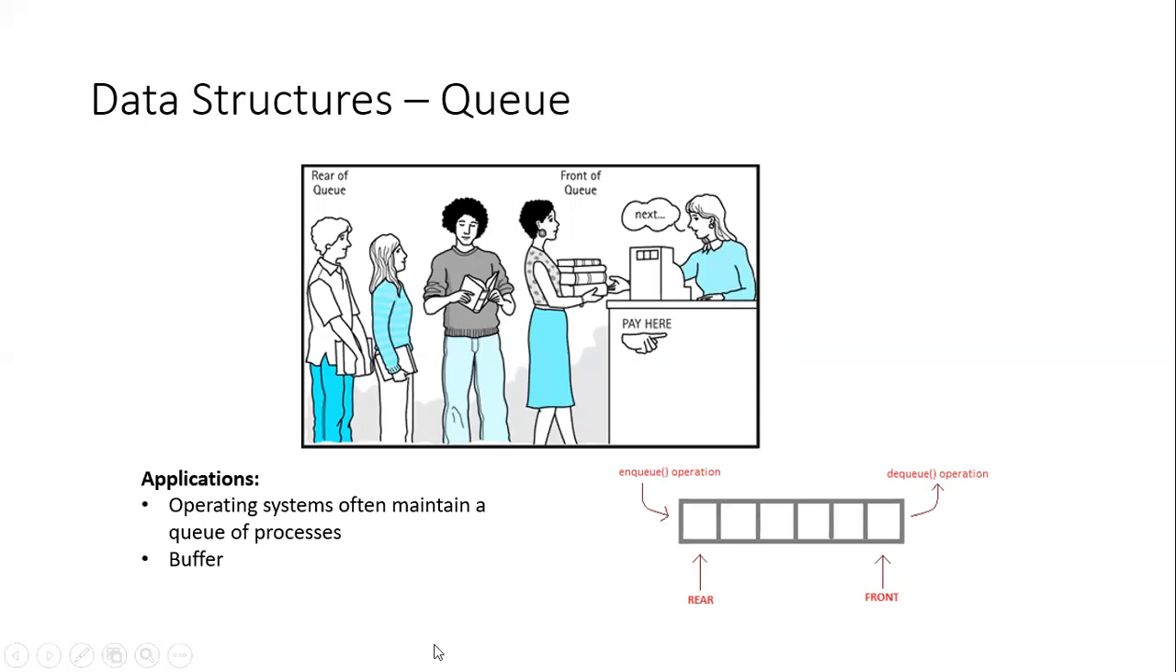The next is the queue. Queues are also used to store data, where the element that comes first leaves first, and the element that comes last goes out last. So queues are called FIFO, first in, first out. Applications of queues: an operating system often maintains a queue of processes. In an operating system, the pending operations are stored in the form of a queue, and whenever their priority comes, they are addressed. And a buffer is an example of a queue.